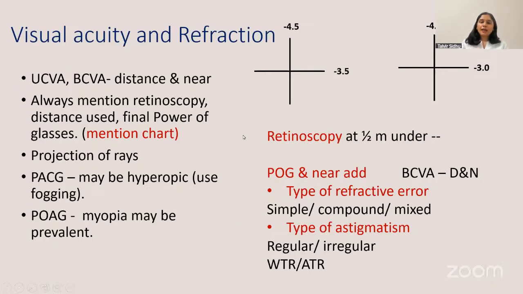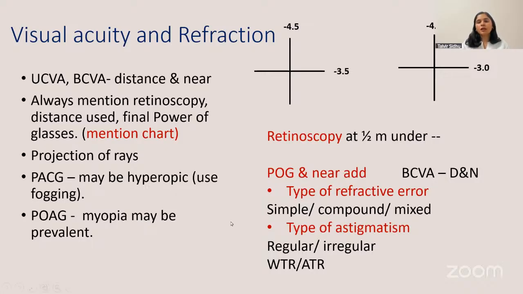Now coming to visual acuity and refraction. It is always important to know that you are not presenting a case of glaucoma. You are presenting a case in ophthalmology. So when you are doing visual acuity, you should do uncorrected visual acuity for distance and near. And after doing retinoscopy, in children, it can be done under cycloplegia, and in adults, it can be done under tropicamide itself.